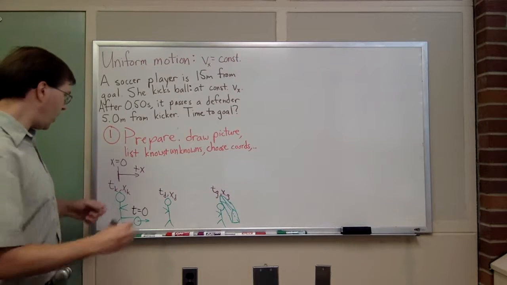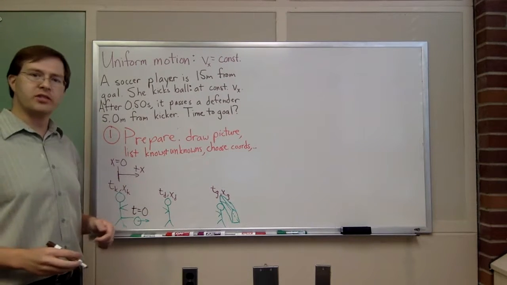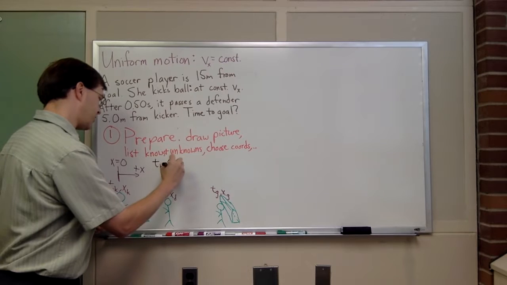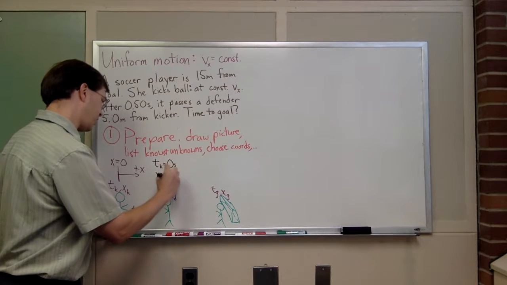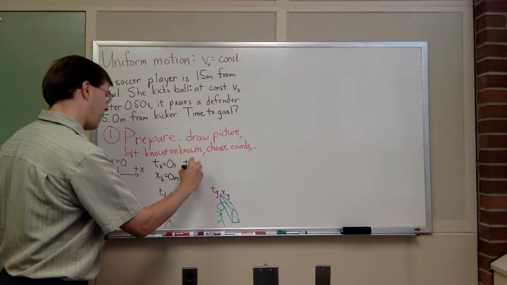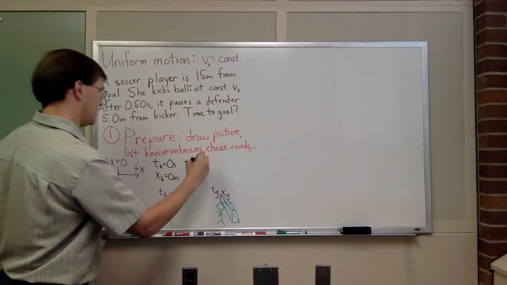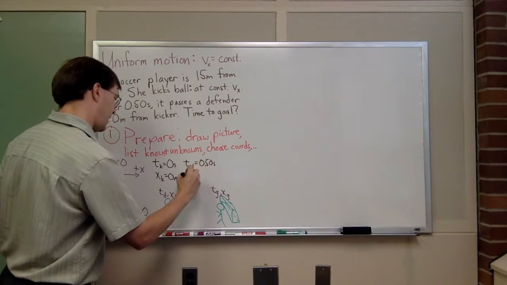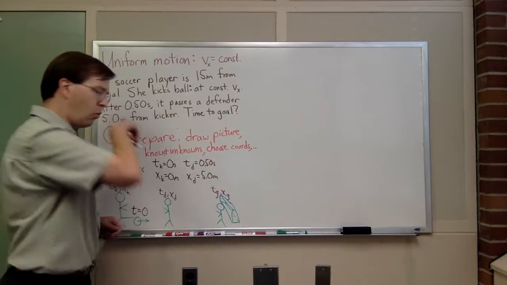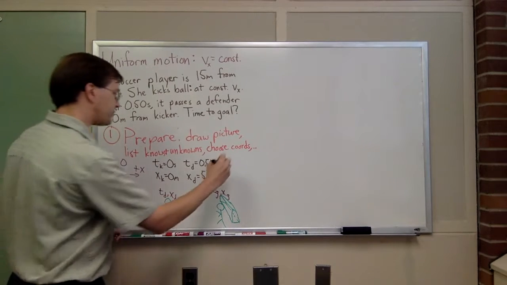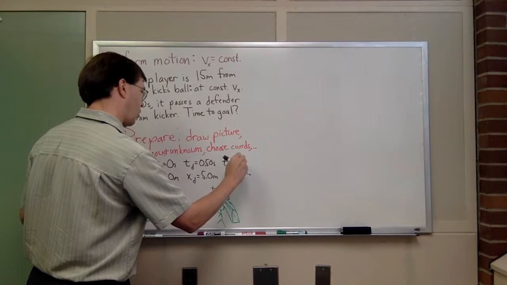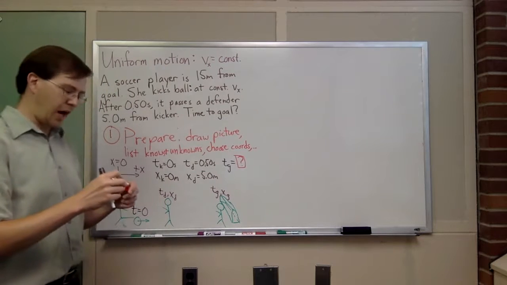So what do I know? Well, let me make a list of knowns and unknowns just to keep track of this. I know that time of the kick is 0 seconds. That x of the kick is 0 meters because I made those choices in my picture. I know that the time the ball passes the defender is 0.50 seconds. I know that the position of the defender is 5.0 meters. And over here, time to reach the goal, that is my great big unknown. That is my goal overall in this, is to figure out time to reach the goal.